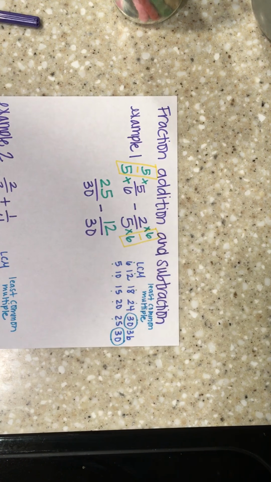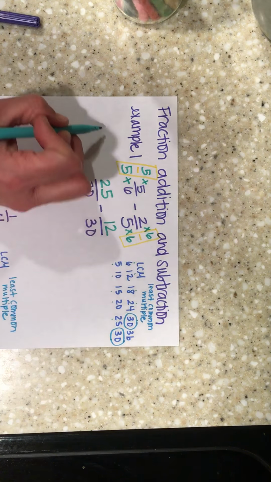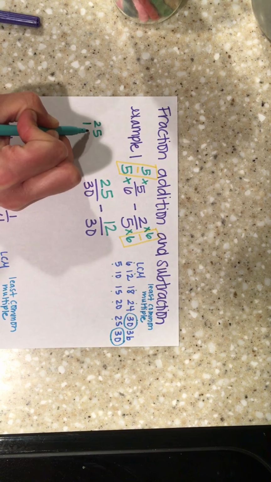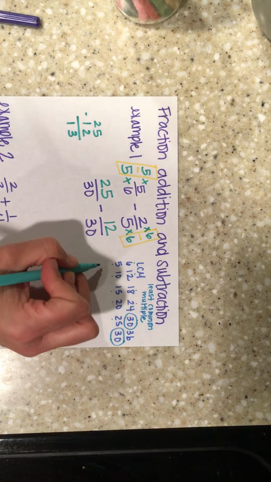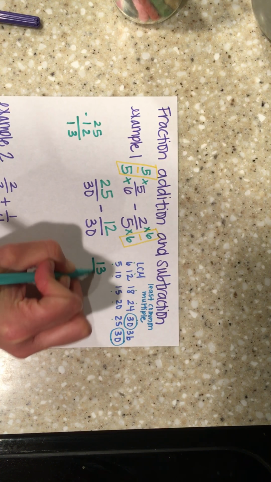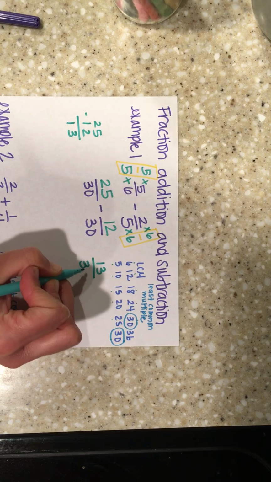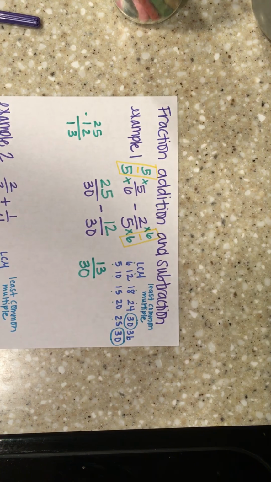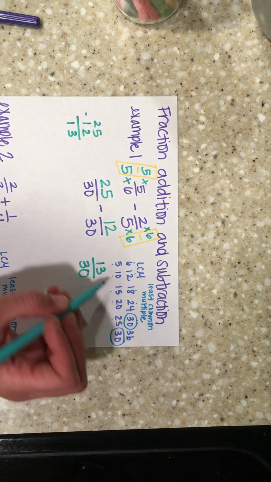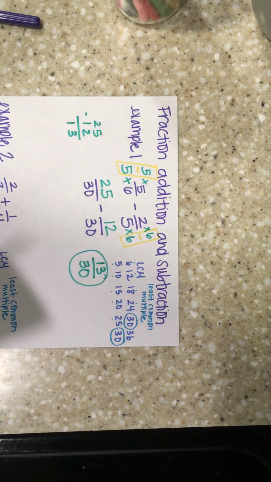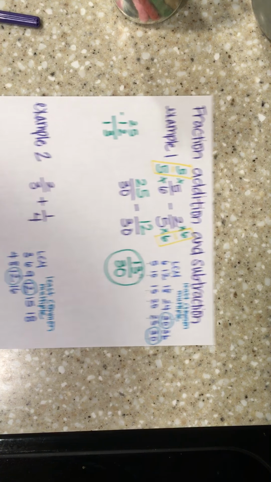What I would do then is to go ahead and subtract 25 and 12. If I wasn't sure, I could do that on the side. 25 minus 12, I would get 13. Therefore, I would have 13 as my numerator, and I'm going to keep the denominator the same of 30. I would want to verify if this is simplified or not, and it is. 13/30. I'm going to go ahead and do example number 2.